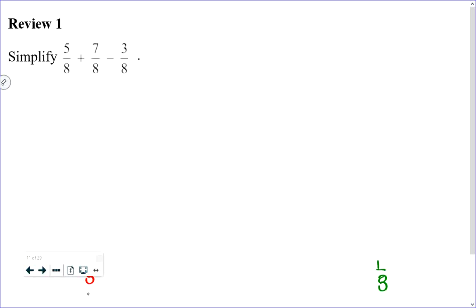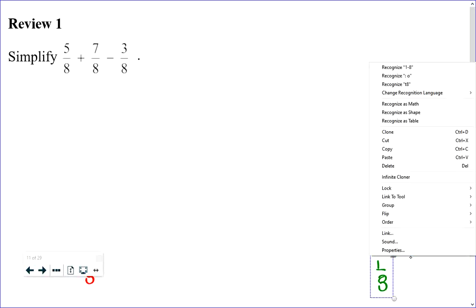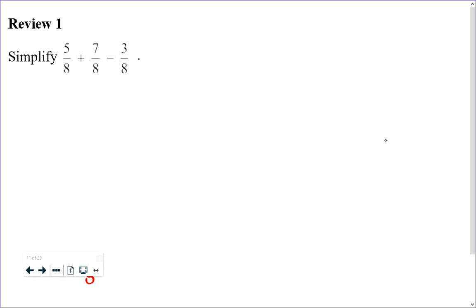We're going to go real old school here, like basic fractions with numbers, okay? We're going to add 5/8 plus 7/8 minus 3/8. I want you to notice that I didn't say we're going to add 5 plus 7 minus 3. I'm saying we're adding 5/8 plus 7/8 minus 3/8.